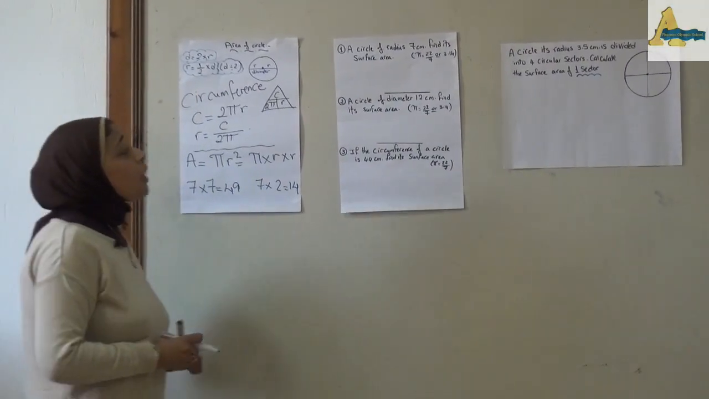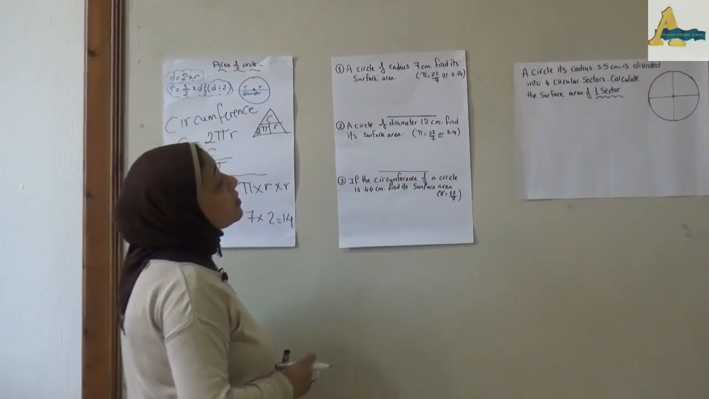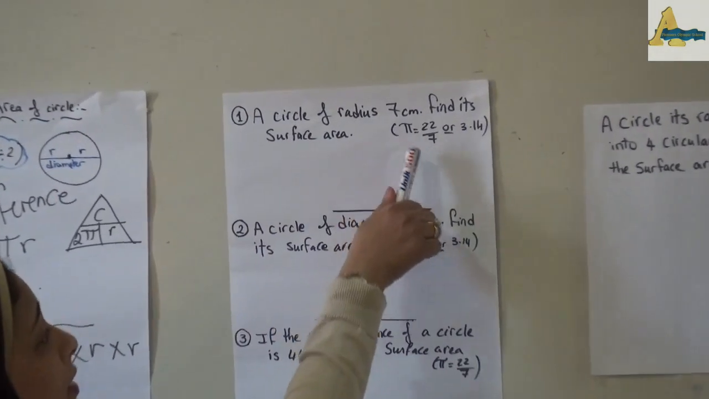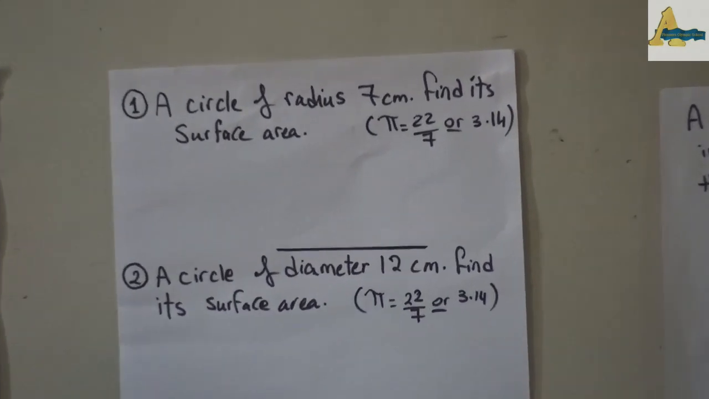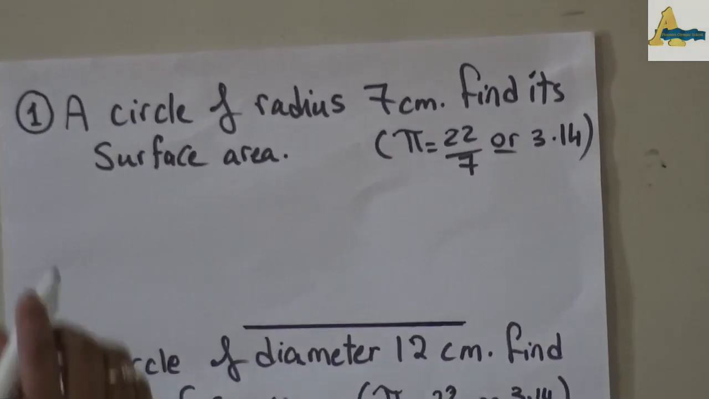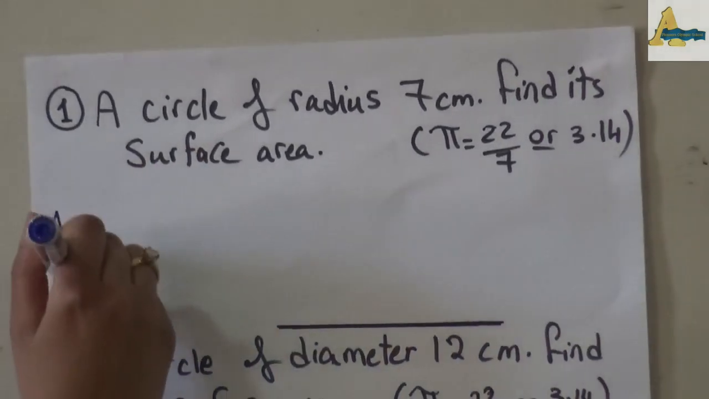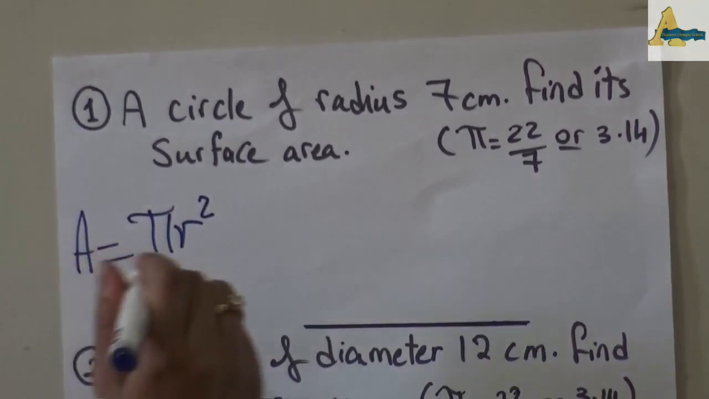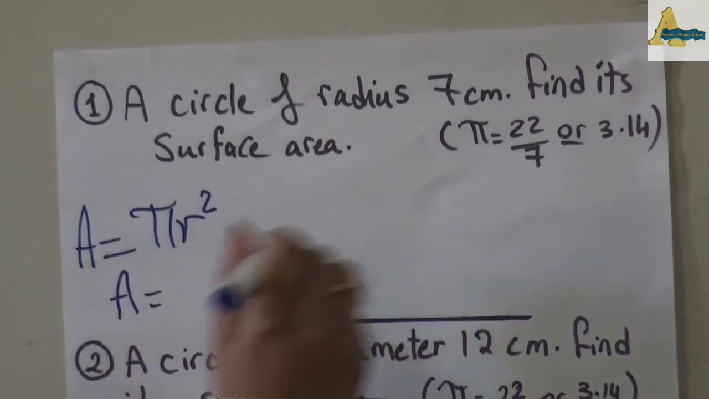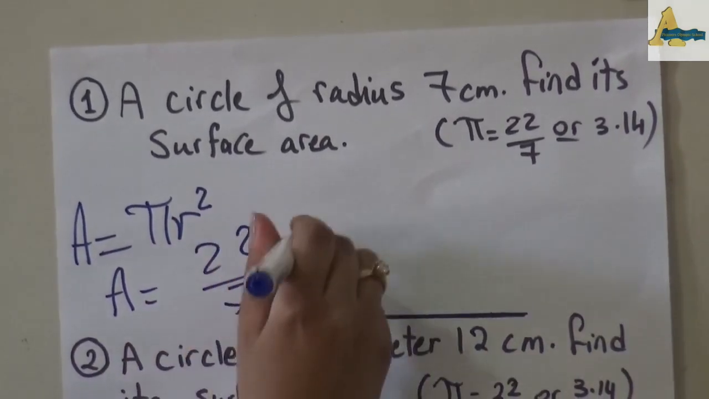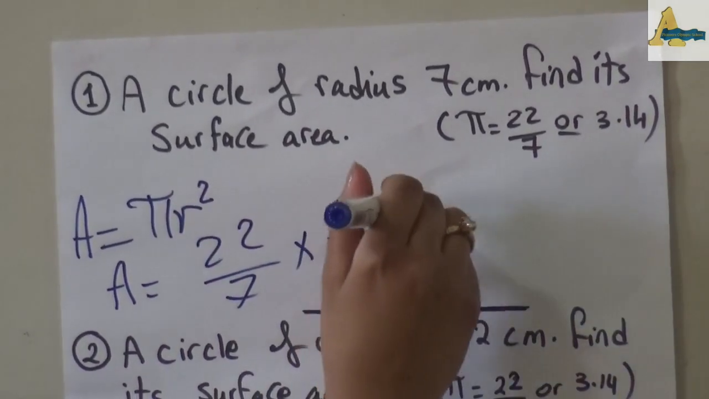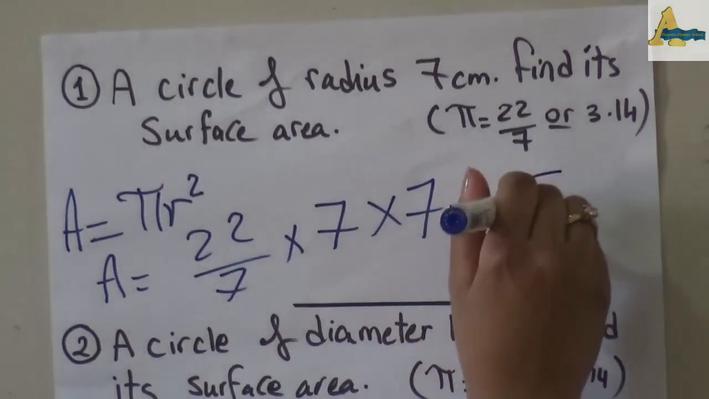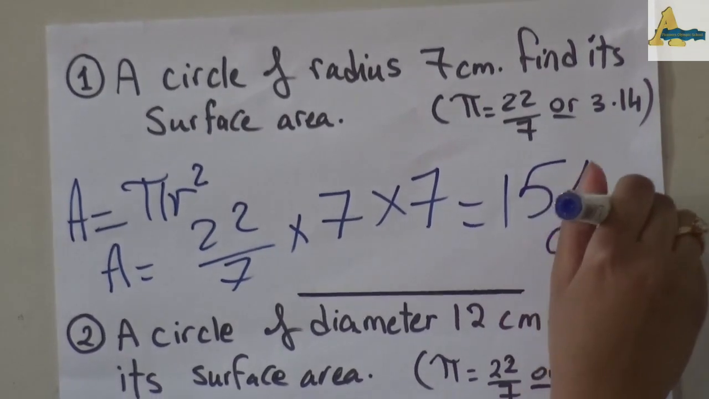The first one, if I have a circle of radius 7 centimeter, find its surface area. And here the pi is given 22 over 7, or 3.14. So we are going to write area equals pi r square, the rule first. Then area equals 22 over 7 times 7 times 7, or times 7 power 2, and you can calculate it. It will be 154 centimeter square.